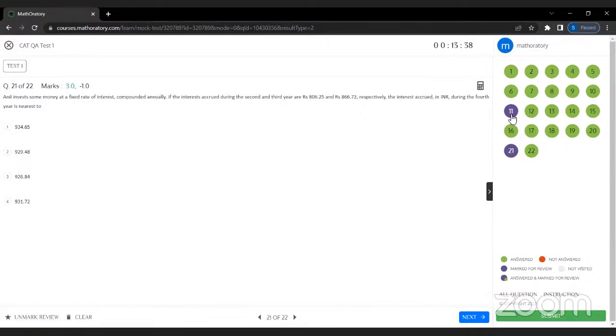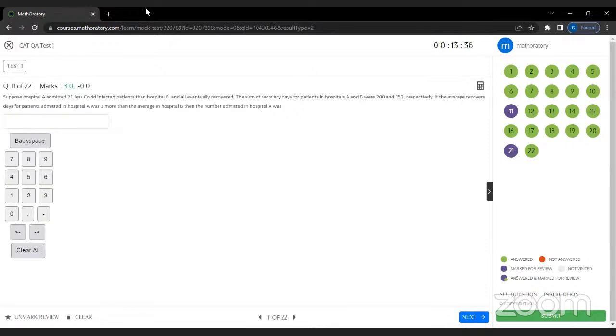Let's see, suppose hospital A admitted 21 less COVID infected patients than hospital B and all eventually recovered. The sum of the recovery days for patients in hospitals A and B were 200 and 152. Okay, let me do it in this way, so we have A and B, this is the sum of the recovery days, right? निकालना क्या था मुझे, number in hospital A. अच्छा, तो उसको वेरिएबल ले लेता हूँ.